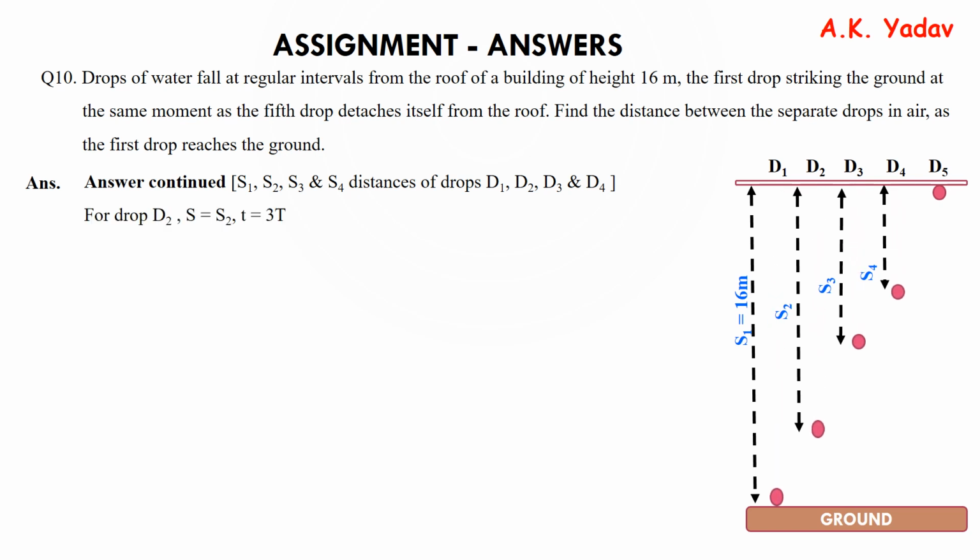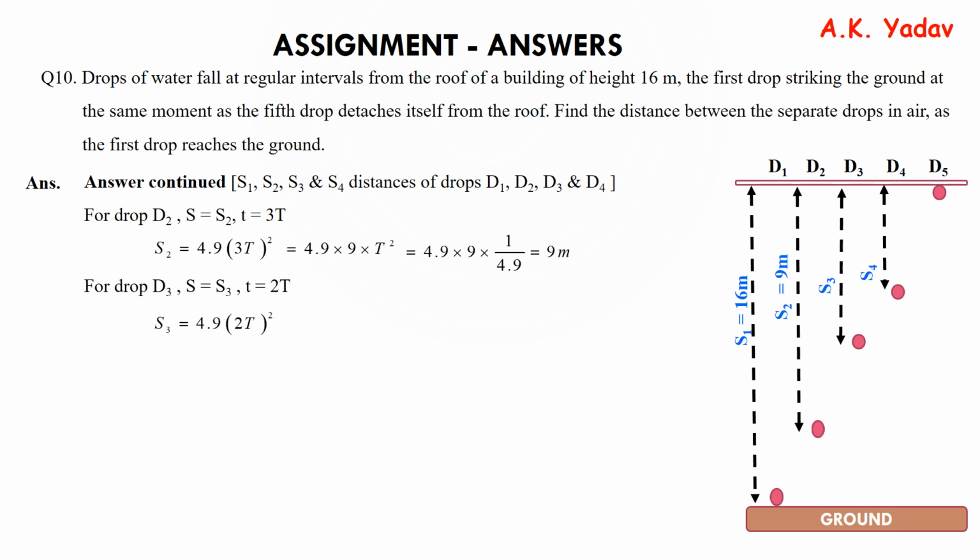Now for drop d2, S is S2, time is 3t. So S2 is equal to 4.9 into (3t) square, that is 4.9 into 9 into t square. We put the value of t square as 1 upon 4.9 and we get 9 meters. So S2 is 9 meter. For drop d3, S is equal to S3, time is equal to 2t. S3 is equal to 4.9 into (2t) square, that is 4.9 into 4 into t square. We put the value of t square and we get S3 as 4 meters. Let's find for drop d4, S equal to S4, time is equal to t. So 4.9 t square, and we put the value of t square as 1 upon 4.9 and we get S4 as 1 meter.